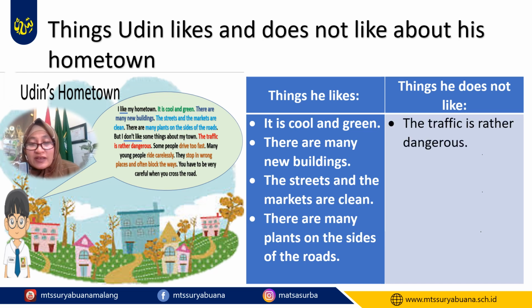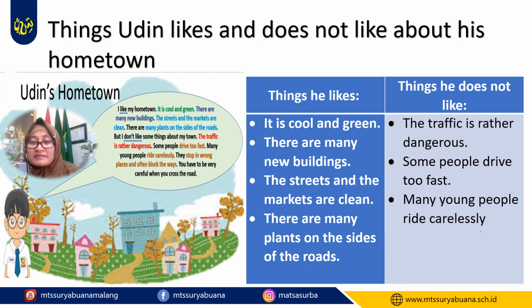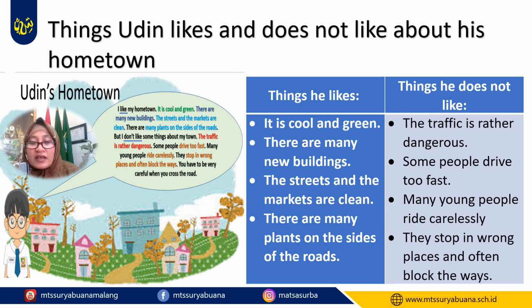But some other things here Udin doesn't like. Okay, the first one is the traffic. It is rather dangerous. Okay, why is it dangerous? Because some people drive too fast. Many young people ride carelessly. They also stop in wrong places and often block the ways. This is why it is dangerous. So you must be careful when you want to cross the road.